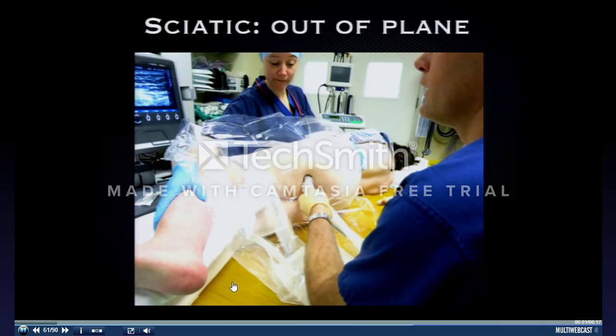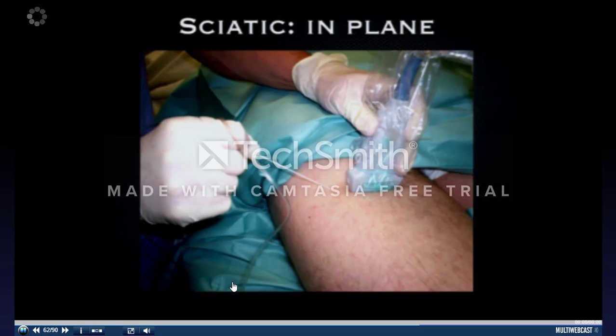The sciatic nerve is interesting as well because it's a deep nerve, so out of plane often makes a lot more sense because it's the shortest distance between the skin and the nerve. So in that particular situation, there'll be nothing wrong with doing out of plane. But also, in-plane is acceptable when you're doing an infraclavicular, infragluteal block. It's quite superficial.